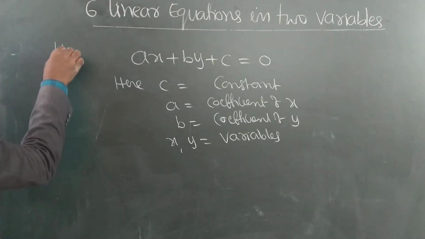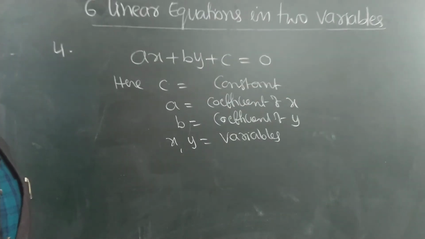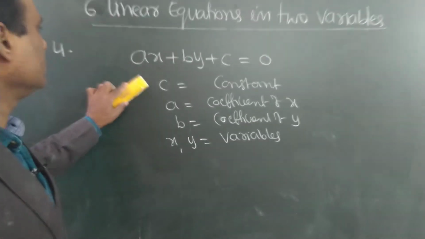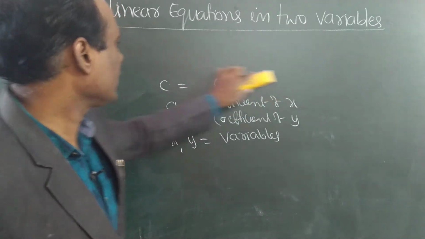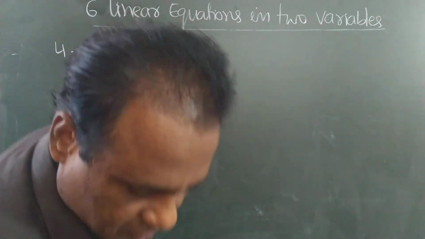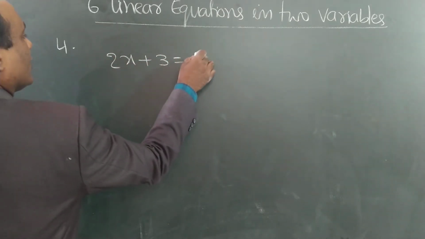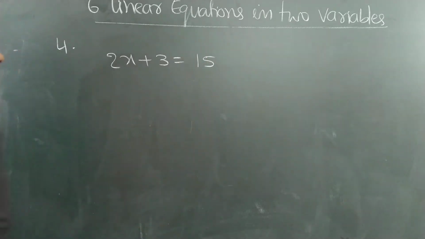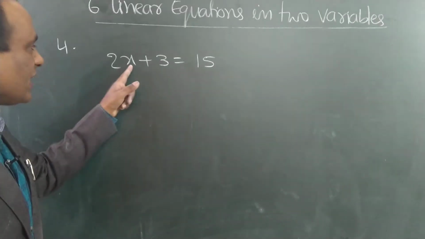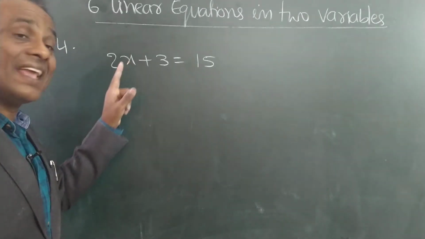Next, one more point and after that we start the exercise. No more introduction for this, because many concepts you studied already. See here. Suppose 2x plus 3 is equal to 15. Because there is an equal symbol, this is the equation. So x is the variable, and we can find the x value.